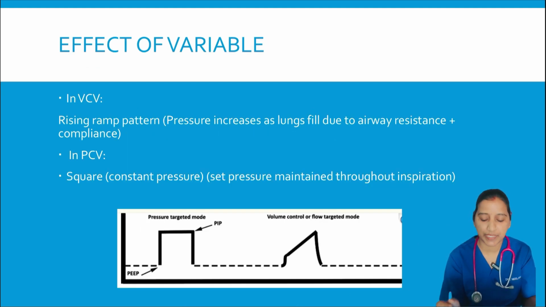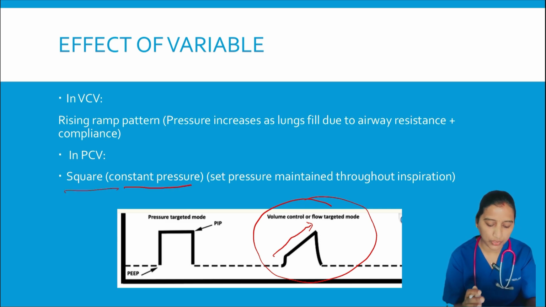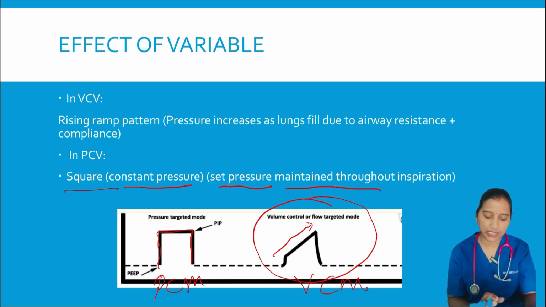The graph differs based on the mode of ventilation. In volume control mode, the graph shows a rising ramp pattern where our control variable is the volume and the dependent variable is the pressure. So pressure increases as the lung fills, due to the airway resistance and compliance. In pressure control mode, the waveform is a square waveform due to the constant pressure, wherein the control variable is the pressure. The set pressure is maintained throughout the inspiration, and hence we get a square waveform in pressure control mode. This is for the volume control mode. So this is the difference that we have to note based on the mode of ventilation.